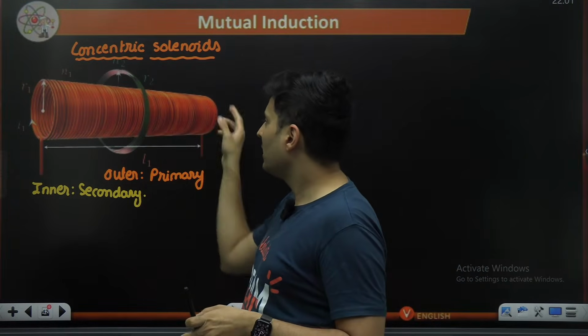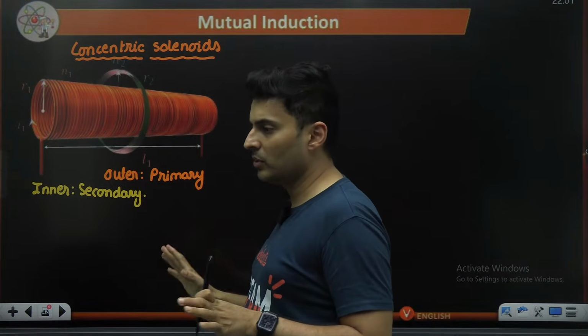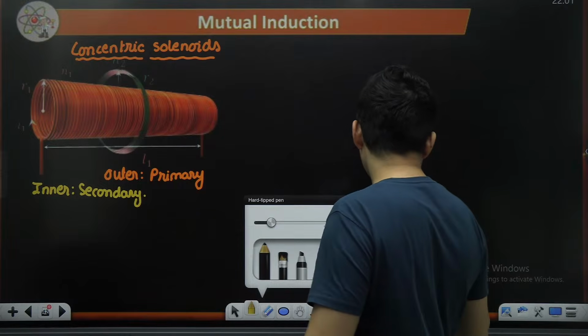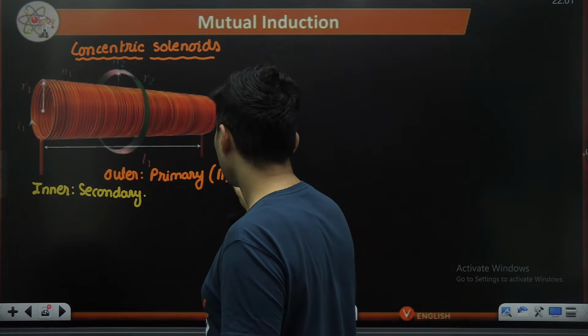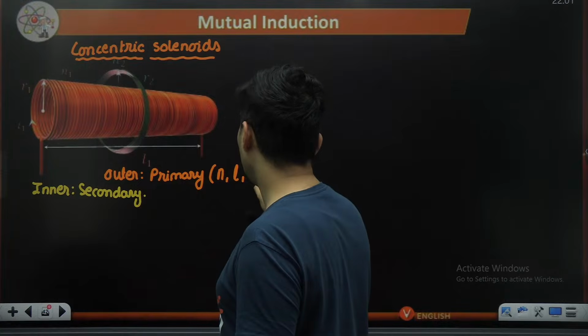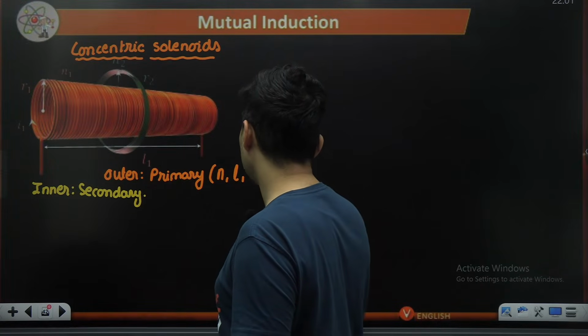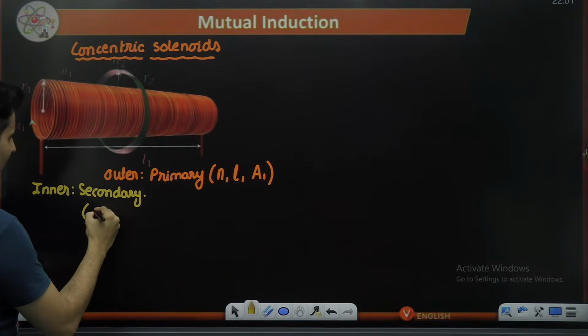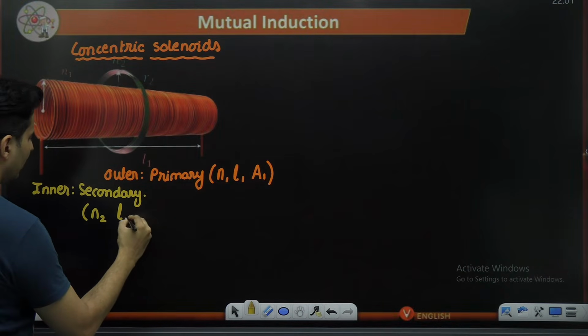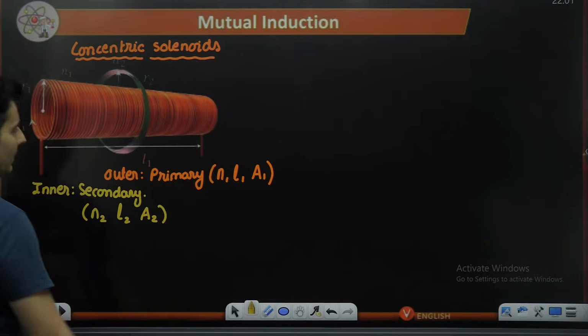So we make current pass through the outer solenoid. The primary solenoid will have number of turns N1, length L1, and whatever area A1. The inner solenoid, the secondary one, will have number of turns N2, length L2, and area A2.